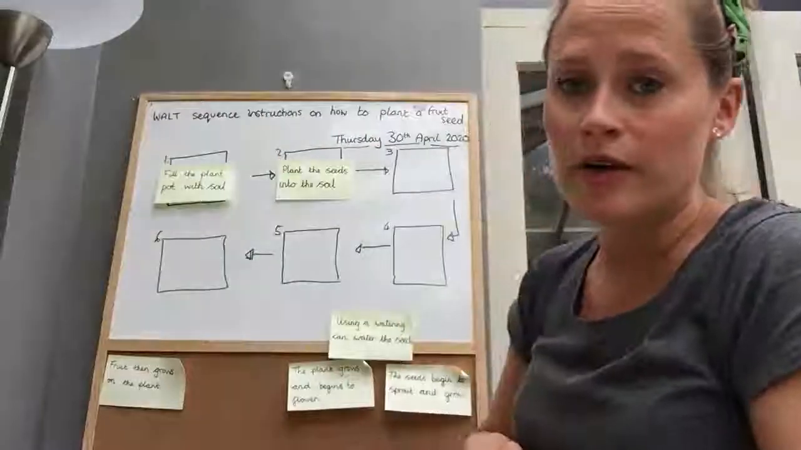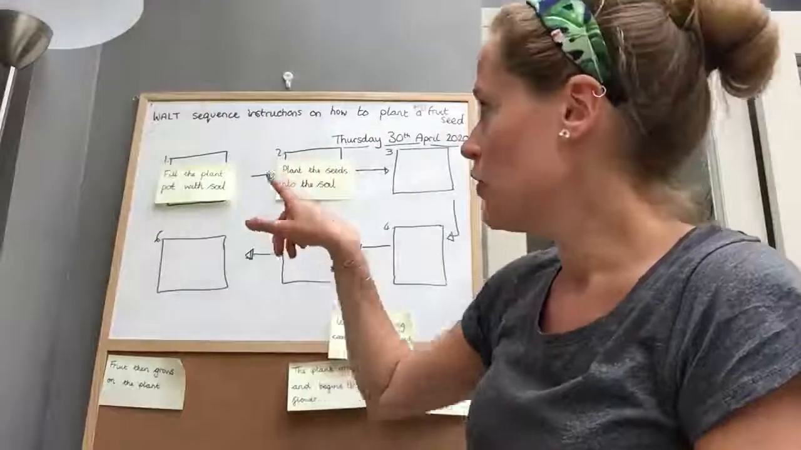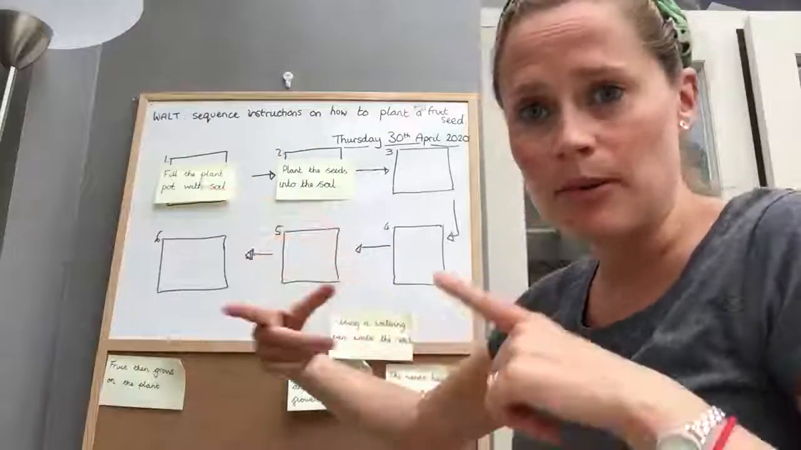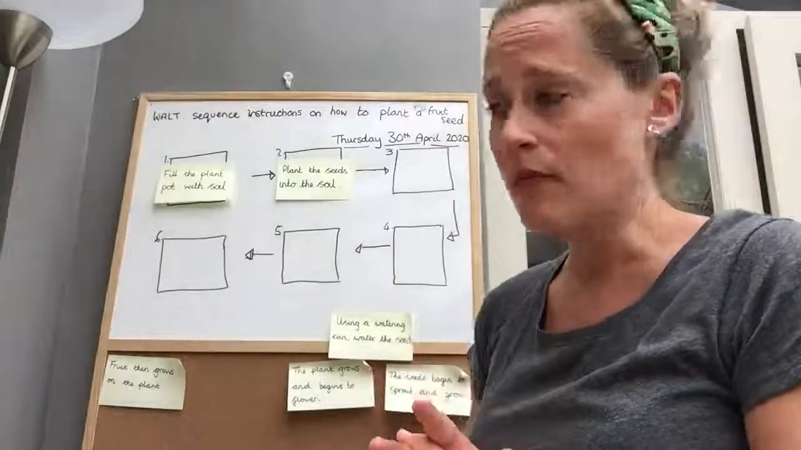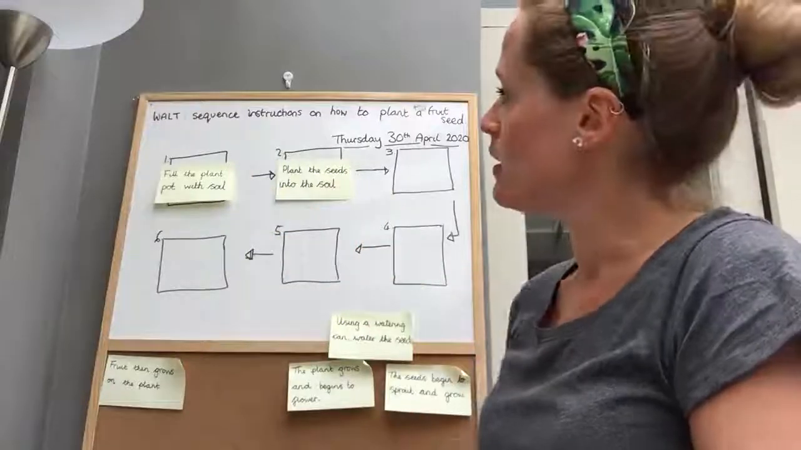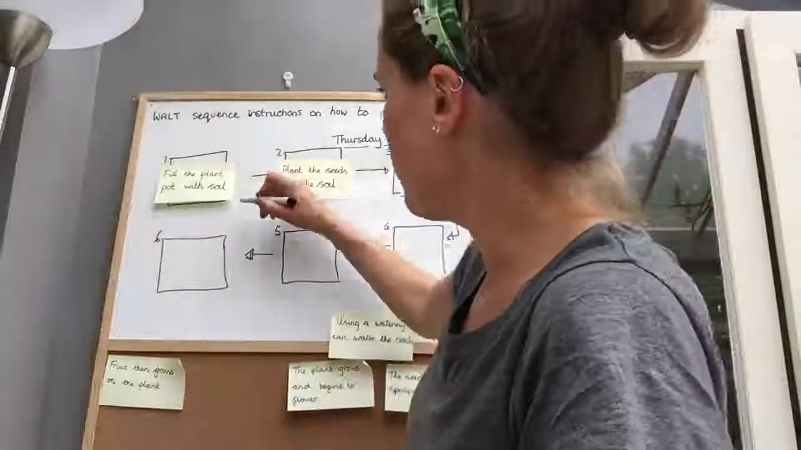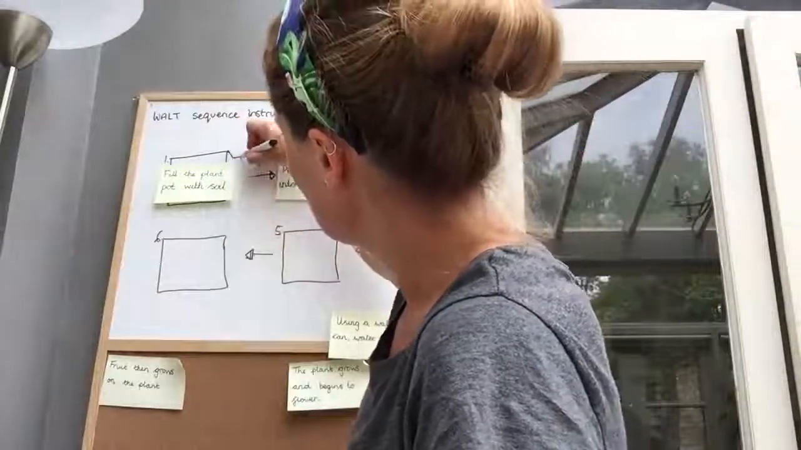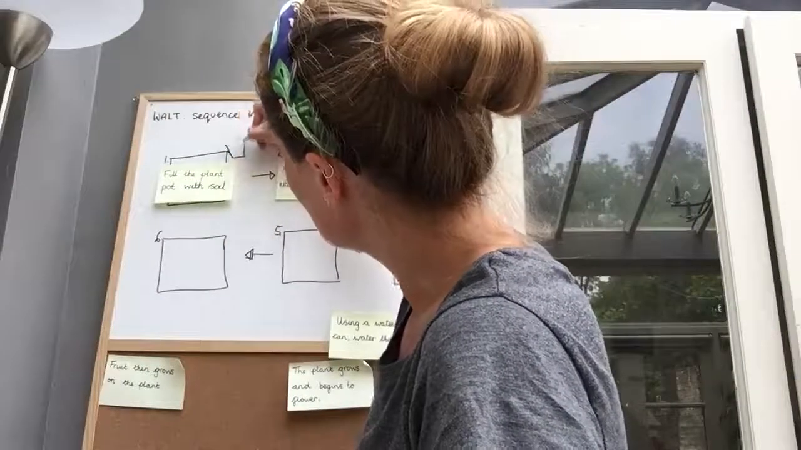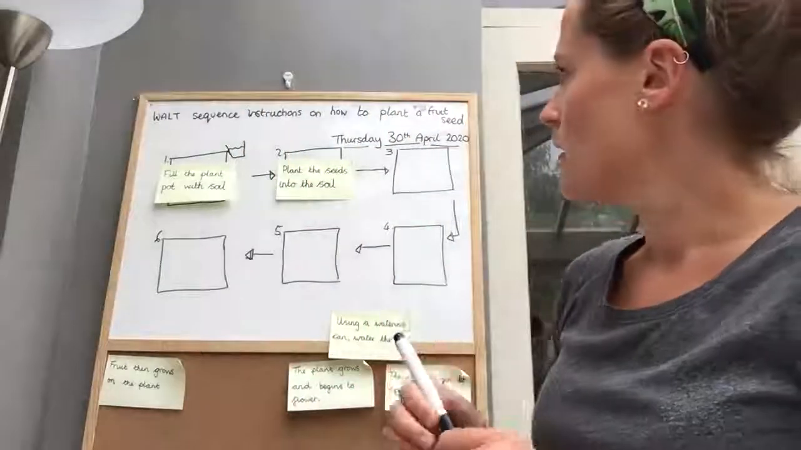Now when you're doing this at home, hedgehogs and badgers, you could do this with bits of paper. You can draw your own boxes on a piece of paper. You can do your own writing. And you can also draw pictures for each of the stages. So for this one, you might just want to draw a tiny little plant pot with some soil in it.